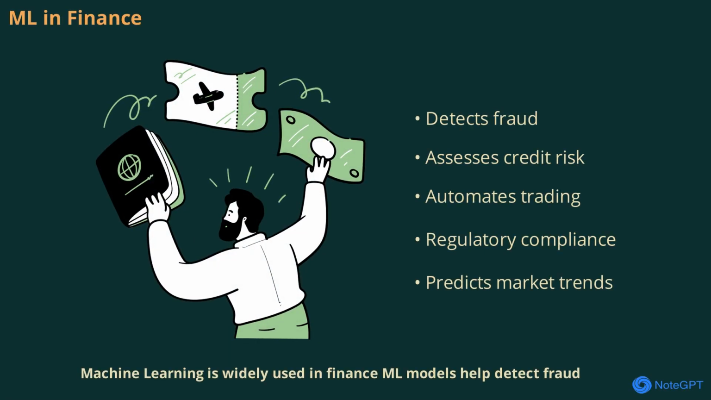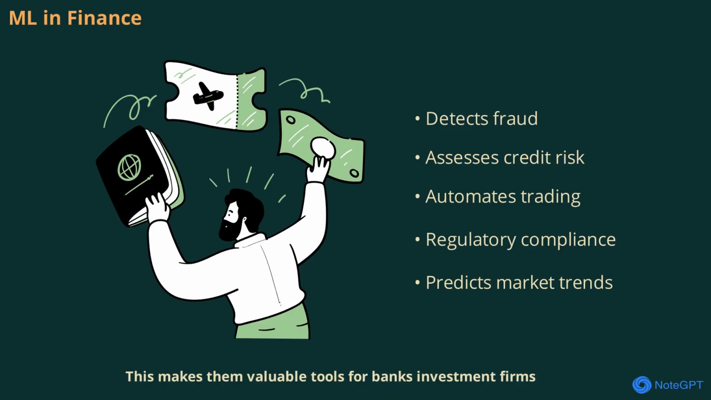Machine learning is widely used in finance. ML models help detect fraud, assess credit risk, and automate trading strategies. Their interpretability allows financial professionals to understand and justify decisions, which is essential for regulatory compliance. By analyzing historical data, ML systems can identify patterns and predict market trends. This makes them valuable tools for banks, investment firms, and insurance companies.